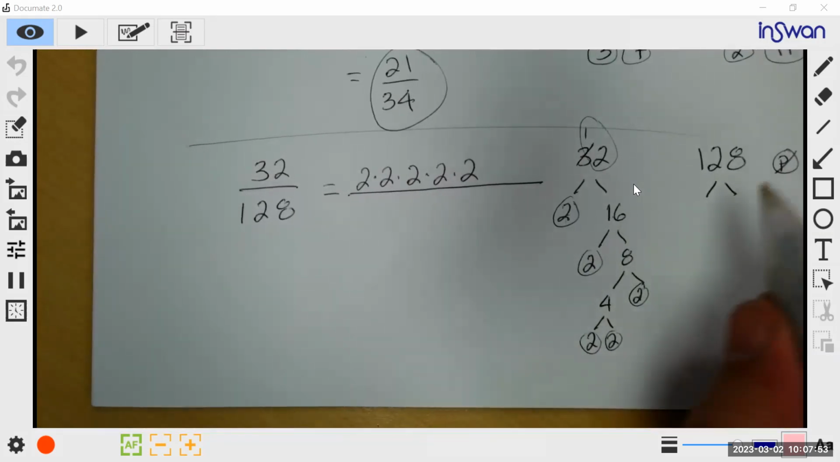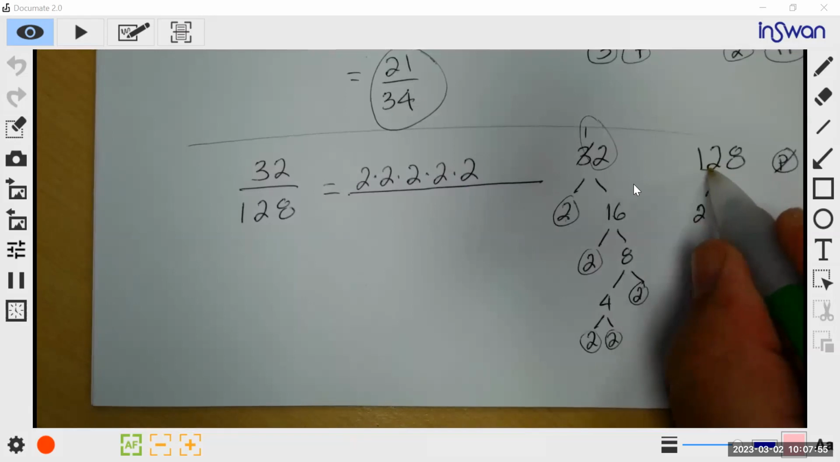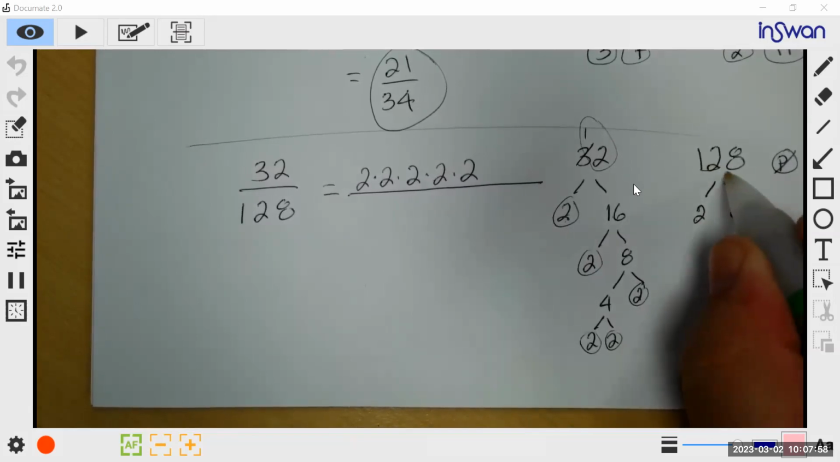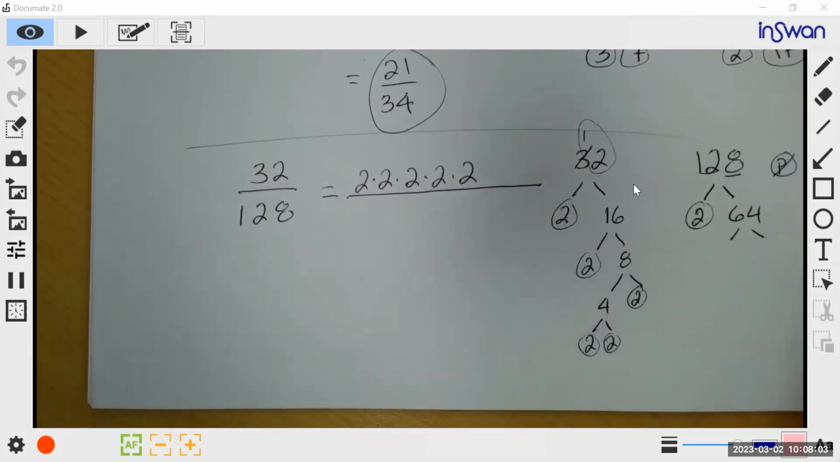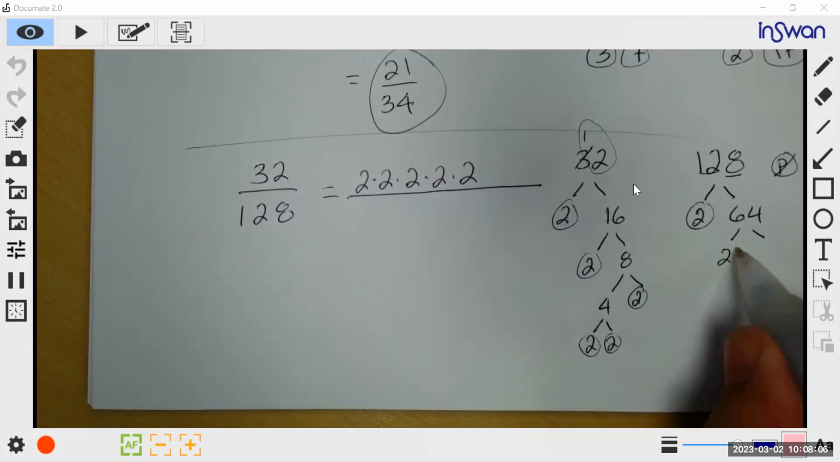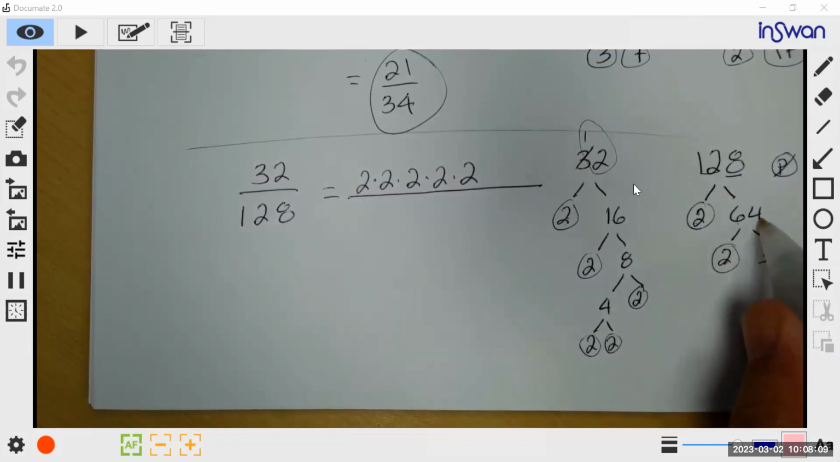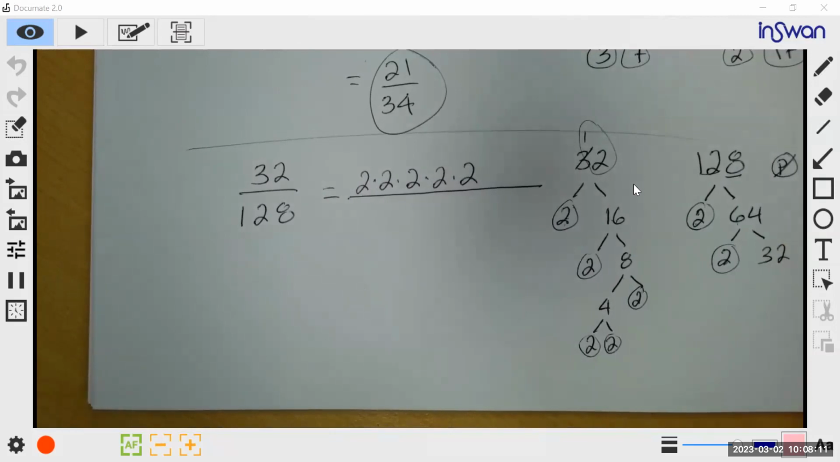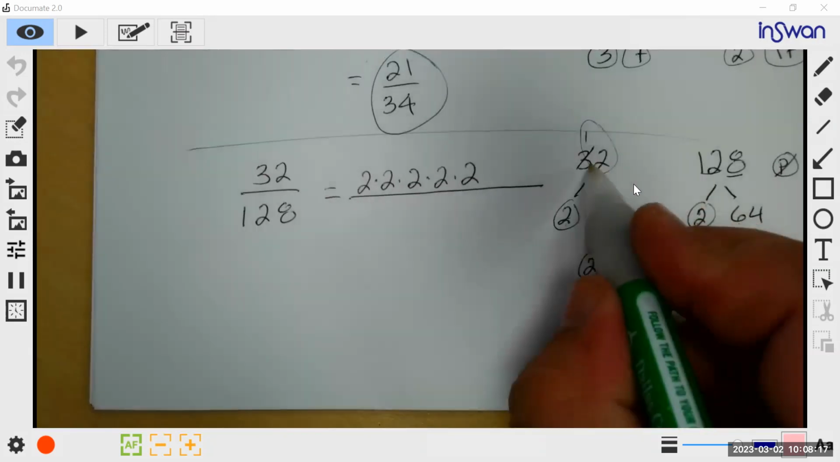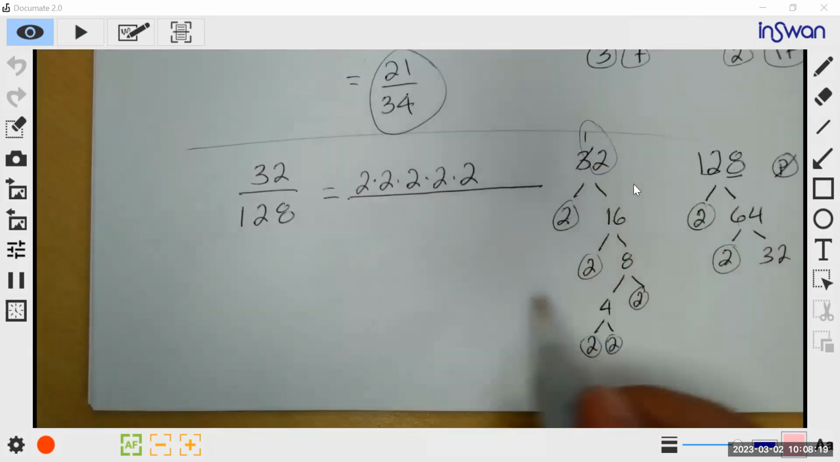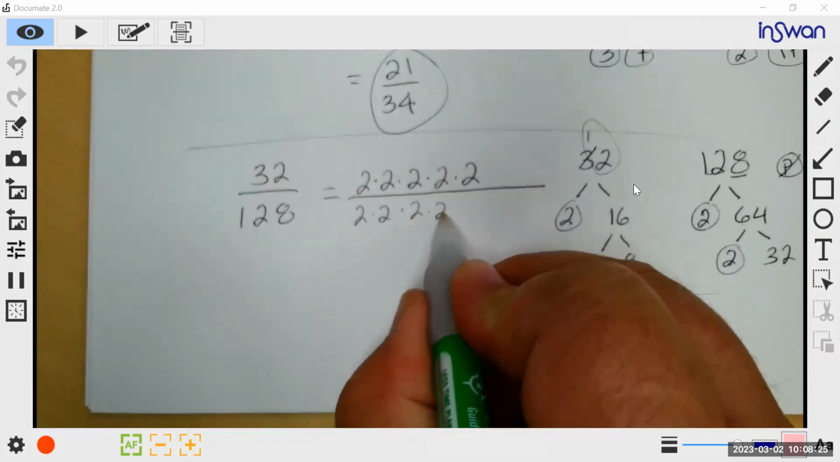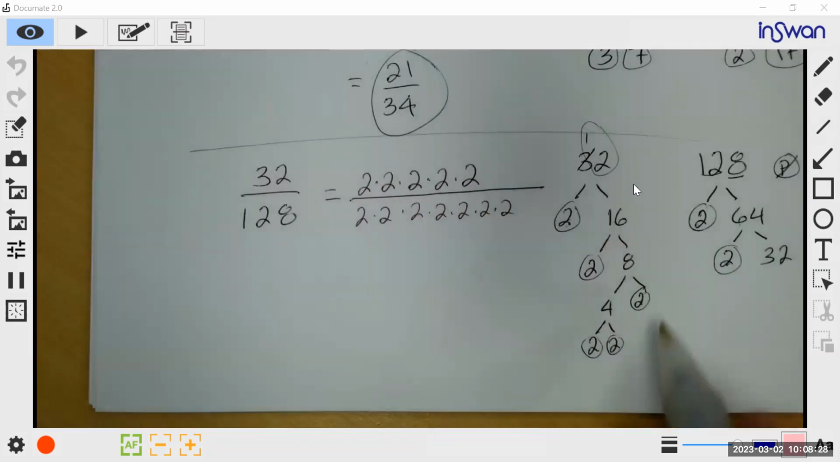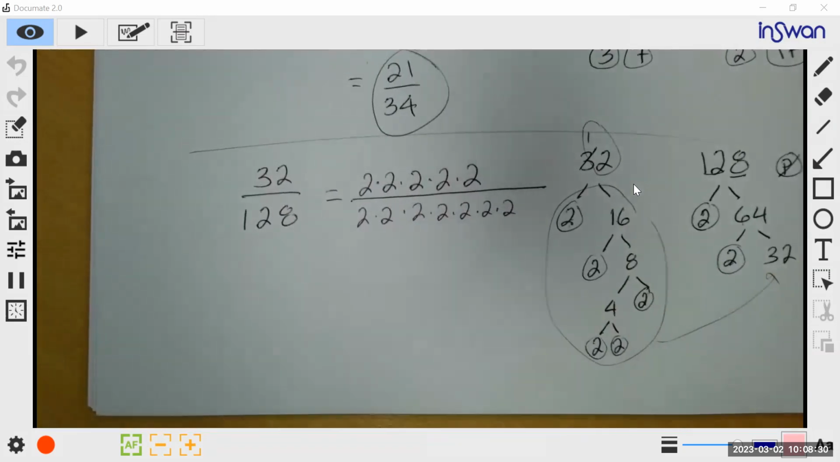Do the same thing with 128. 2 goes into 12 6 times. 2 goes into 8 4. 2 goes into 6 3 times. 2 goes into 4 twice. And we just did 32. So we know 1, 2, and then these 5. Since I already did these, I could just put it there.